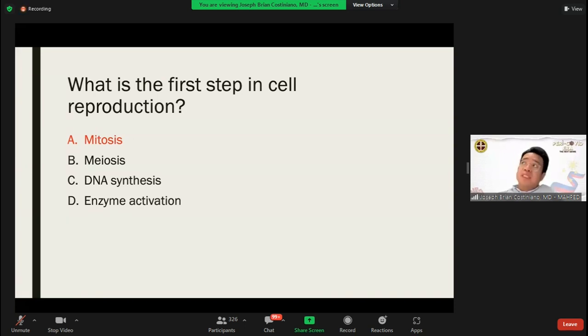Yung meiosis naman is gamete formation, di ba? So from 46 chromosomes, magiging 23 siya. Okay? So yun yung meiosis natin. Yung DNA synthesis naman natin occurs during the cell resting stage. And you don't need enzymes to be activated in order to be the catalyst, no, for cell reproduction.